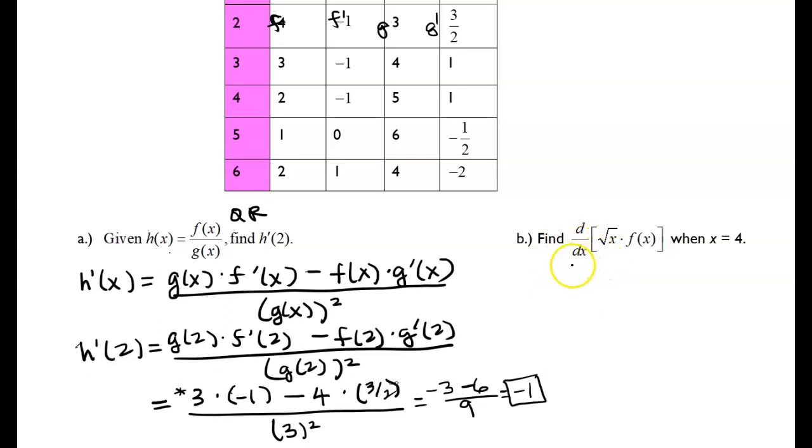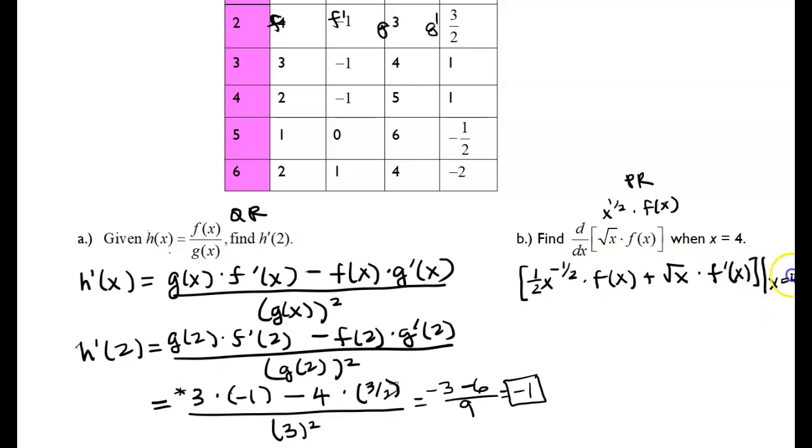The last one, part B, I have the derivative of square root of x times f of x when x equals 4. And so remember, this is x to the 1/2 times f of x is really what we're thinking about. And so this would require the product rule. So that derivative is, when I do the product rule, I would have 1/2, derivative of the first part, 1/2 x to the negative 1/2 times f of x, plus the first part, square root of x, or x to the 1/2, times the derivative of the second part, which is just f prime of x. And then I'm going to evaluate that at x equals 4.